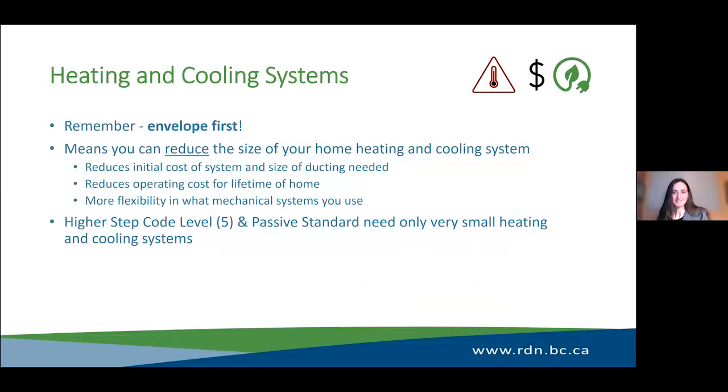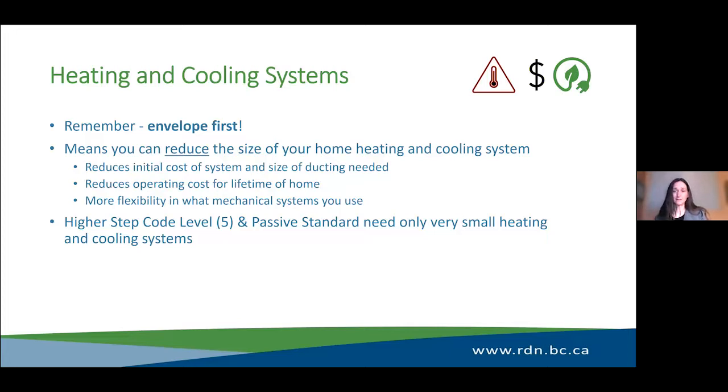So for heating and cooling systems, which are often tied into ventilation systems as well, paying attention to building form and orientation and focusing on an airtight, well-insulated home, that envelope first approach, means you can reduce the size of your home heating and cooling system because it's needing to meet a lower heating or cooling load because of these other steps you've taken. This reduces the initial cost of the system and the size of the ducting needed. It reduces the operating cost over the lifetime of that system, and it gives you more flexibility in what mechanical system you can use.